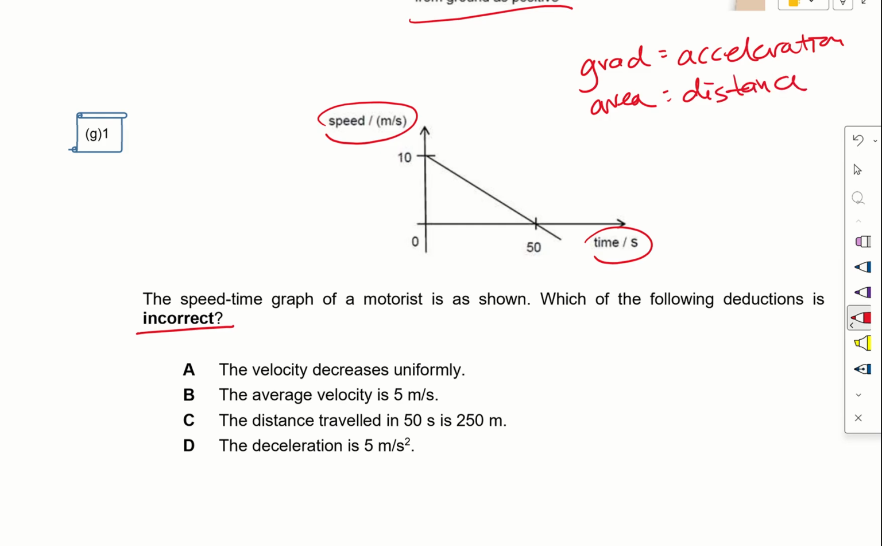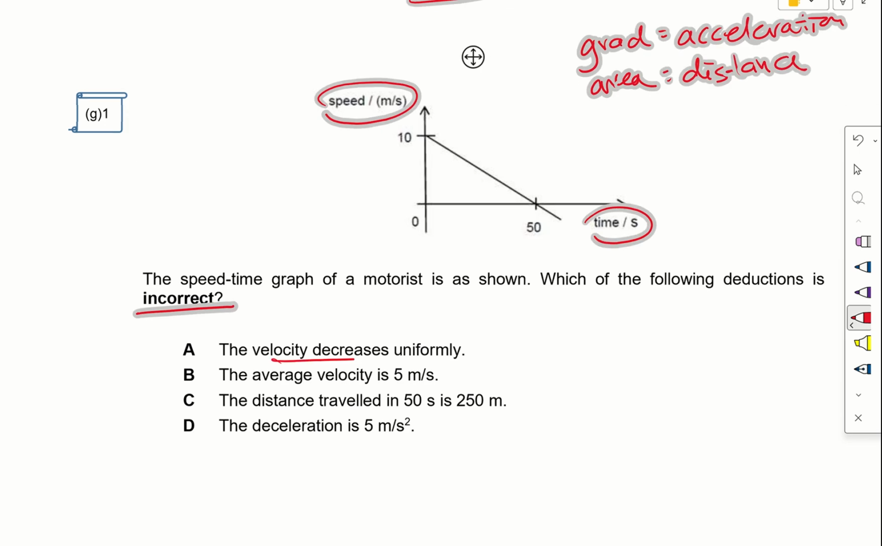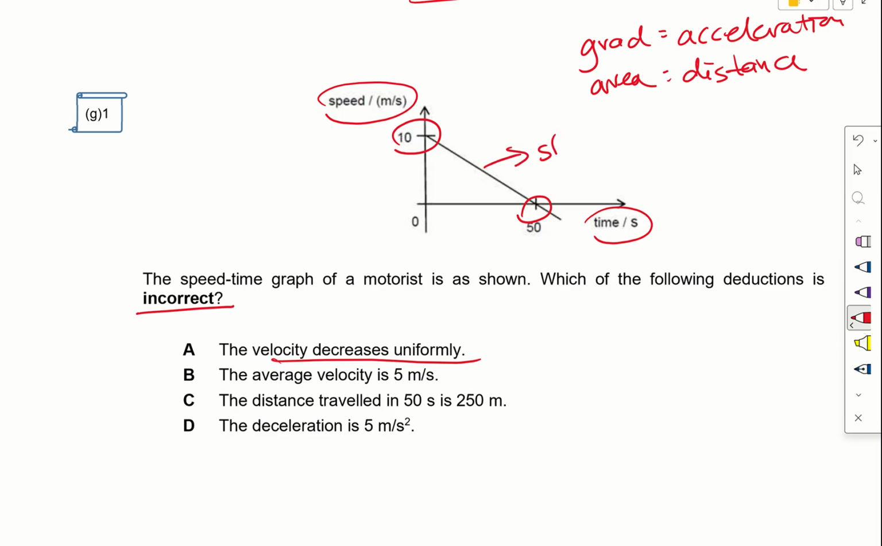So they say the velocity decreases uniformly. Is it true? It went from 10 all the way to 0, and this is a straight line, meaning it has a constant gradient. So this will make A true.